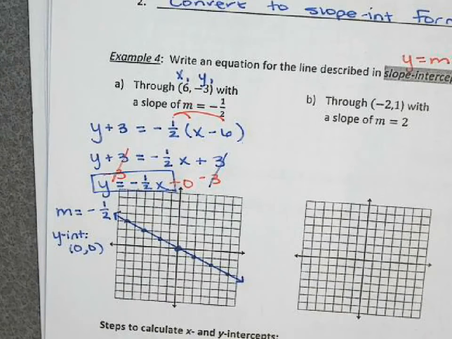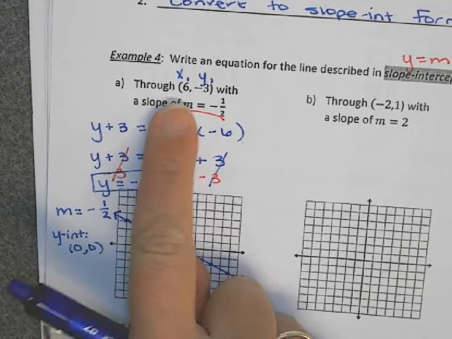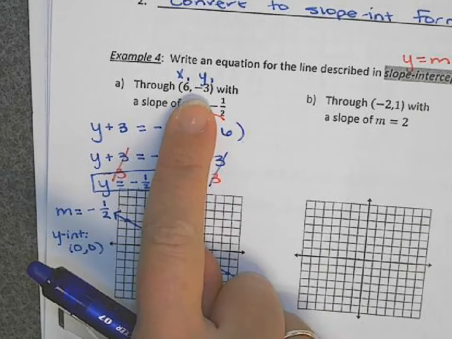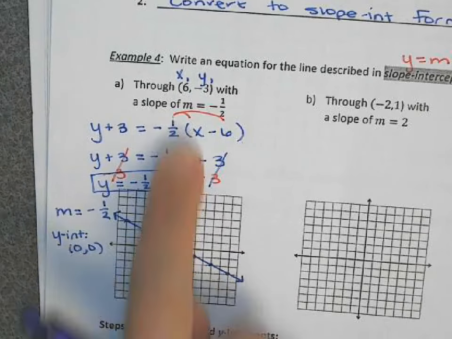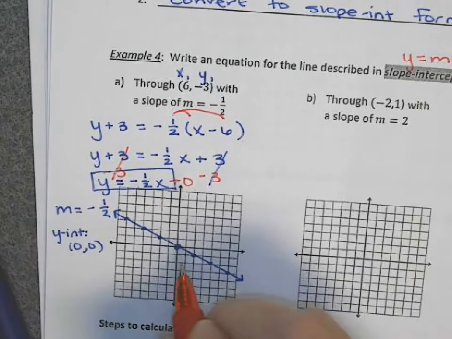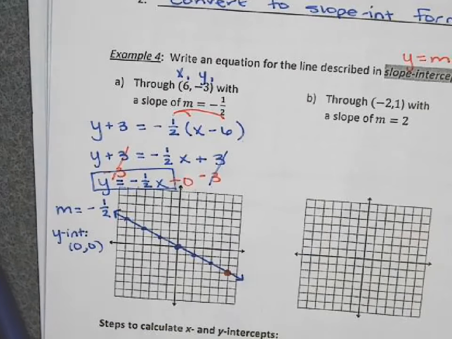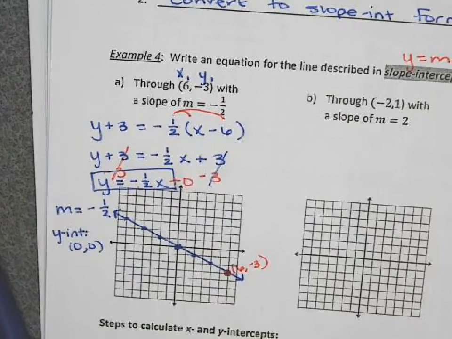Now I should probably check that there's a specific point on my graph. What point should my graph be going through? It should go through 0, 0 because that's what my y-intercept is. But look, it said it has to go through 6, negative 3. Did this graph go through 6, negative 3? Let's check. Right 6, down 3. Did it go through it? Yeah. So always double check that the point it's supposed to be going through, make sure it went through that point.